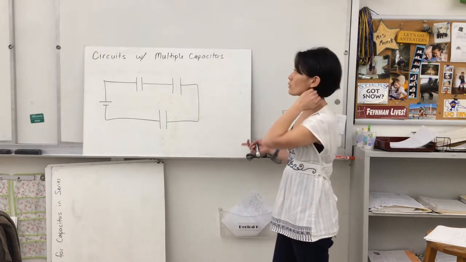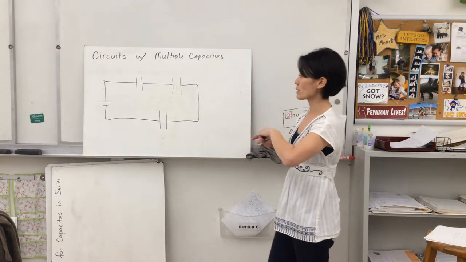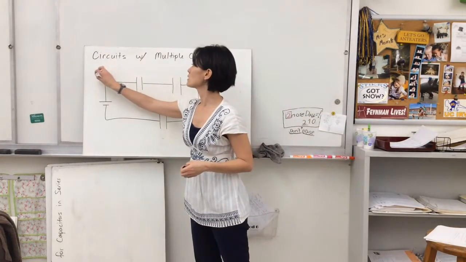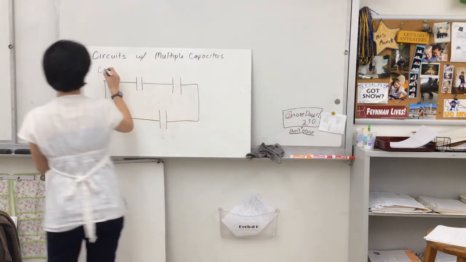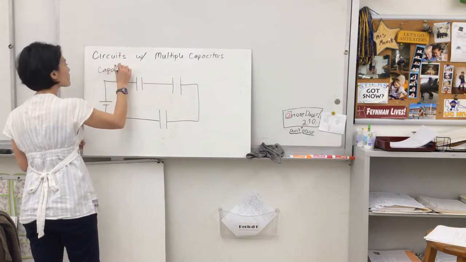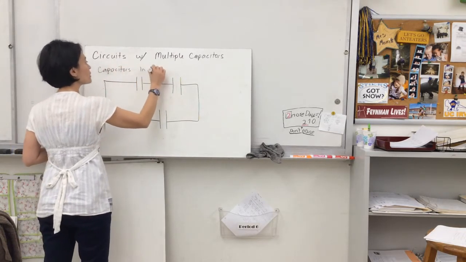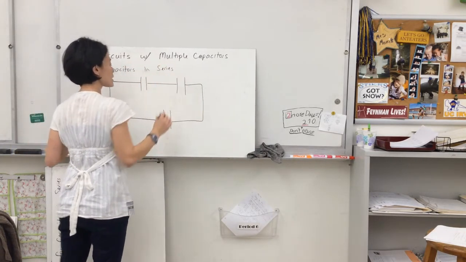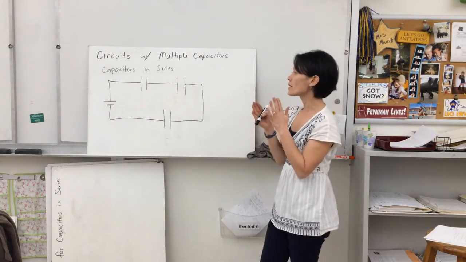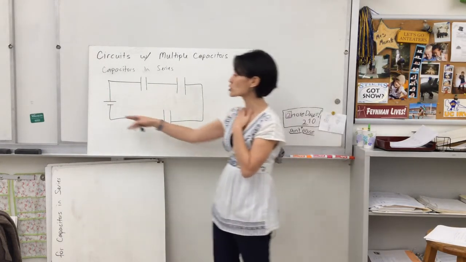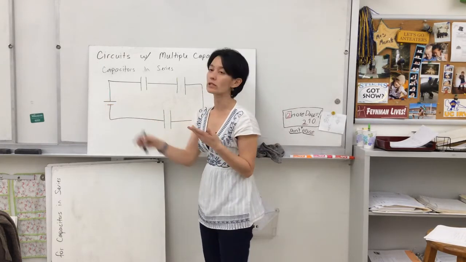So let's start off with capacitors that are in parallel, or sorry, capacitors that are in series. We've never drawn capacitors in a circuit diagram, so this is what they look like. There's the two parallel lines. They are different than a power supply because a power supply has a big line and a little line.